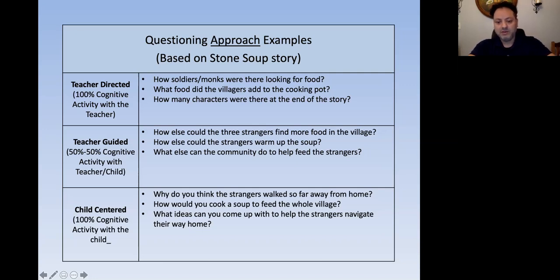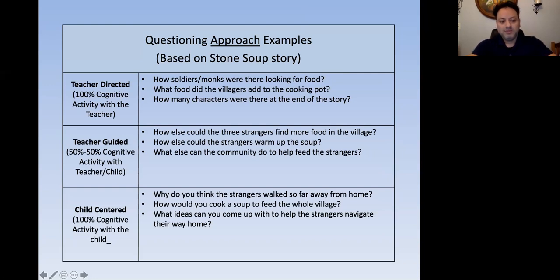And they go into a village and they have no money and they're hungry, right? But they do have a pot for some reason. And they ask the villagers to add food items, right? Different kinds of food items to the soup so that they can share together.